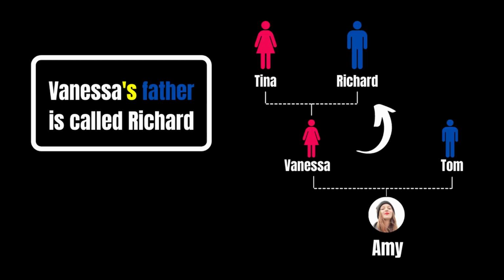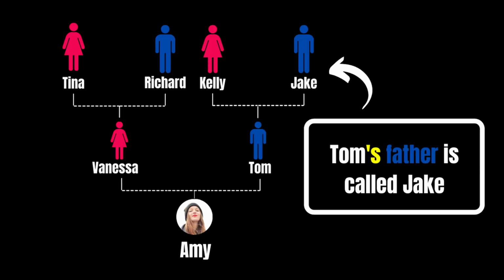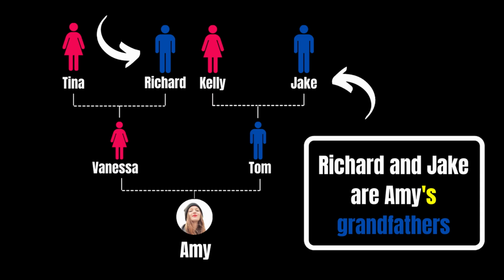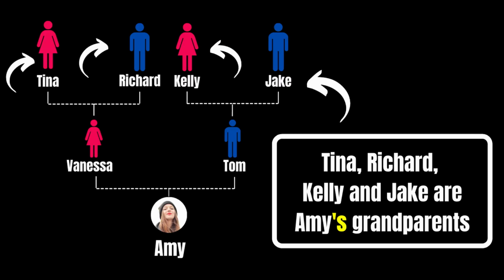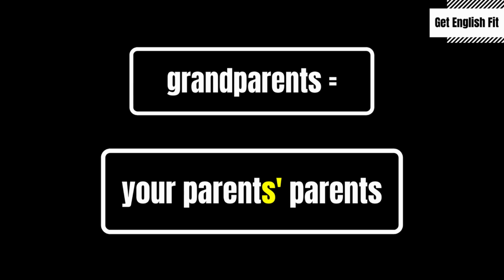Vanessa's father is called Richard. Tom's father is called Jake. Richard and Jake are Amy's grandfathers. Your grandfather is your mother's father or your father's father. Tina and Richard, Kelly and Jake are Amy's grandparents. Grandparents are your parents' parents.